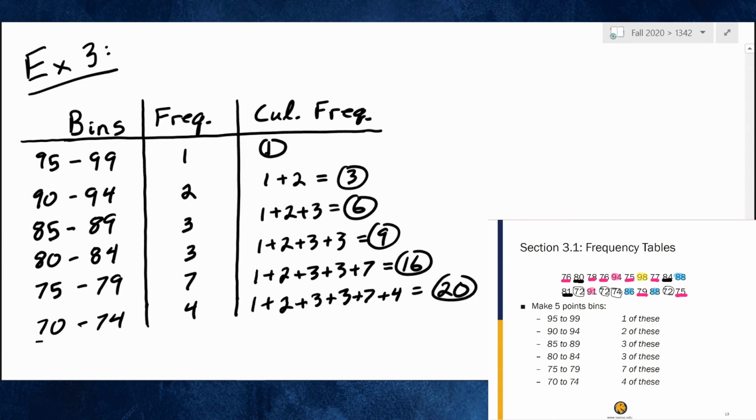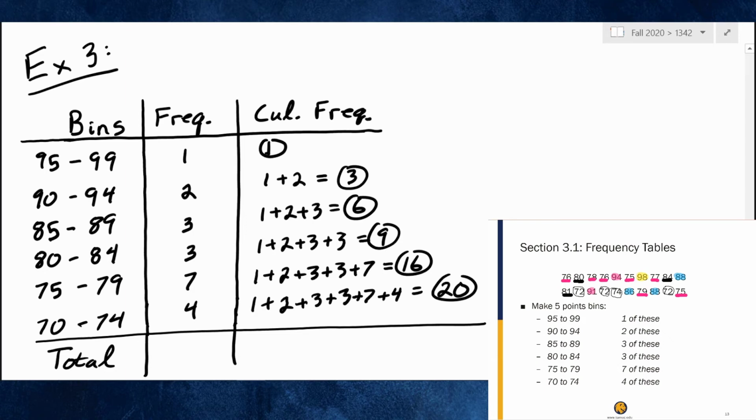Those are all our cumulative frequencies for our table. And it should agree with the total of the frequency column. If I add up all the numbers in the frequency column, it comes to 20.